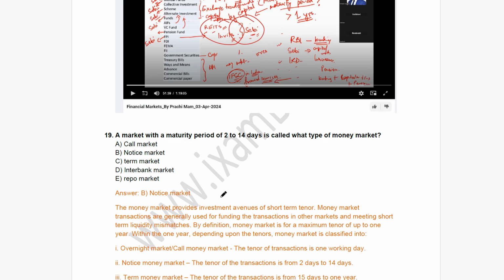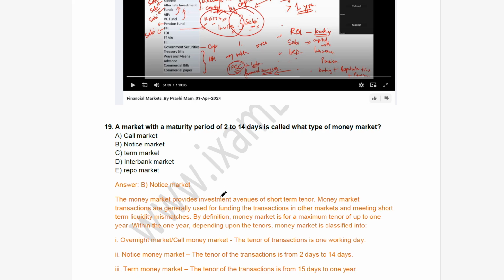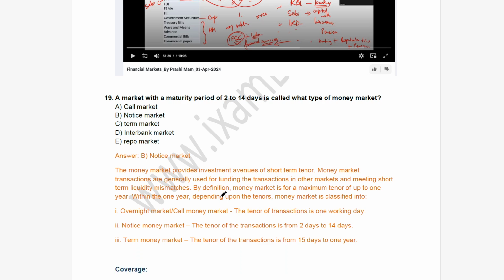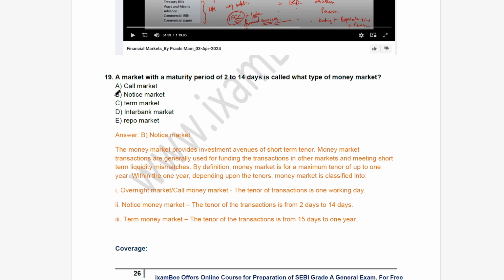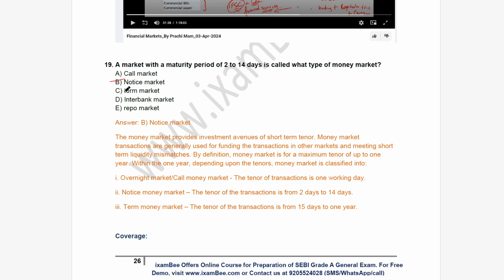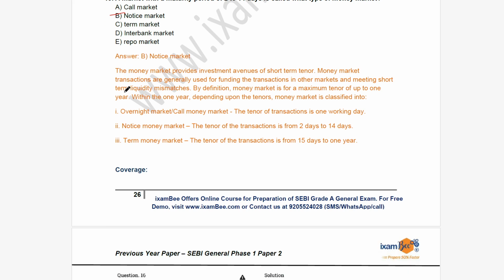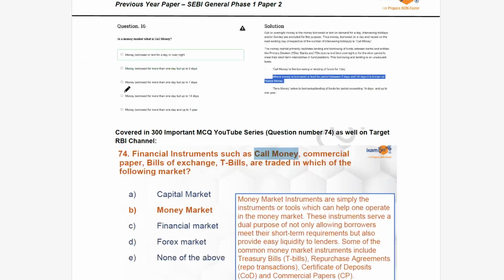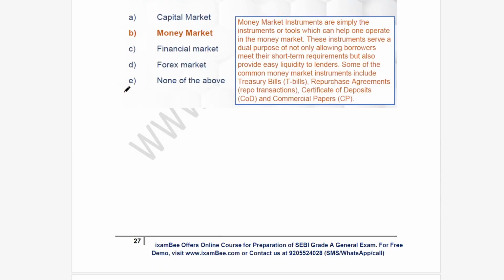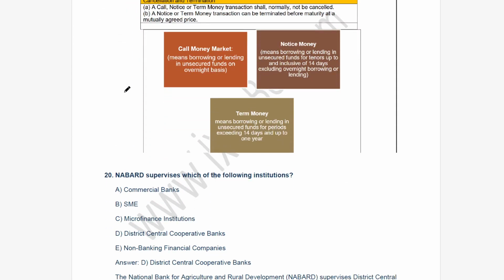A money market question: a market where the maturity period is 2 to 14 days is called what? So it's a subtype of money market. Money market also has three aspects. It could be a call money market, notice market, or a term market. The correct answer here is notice market, right? These are three types of market within the money market, all with maturity of less than 1 year. Similar questions and class discussions have been done in our content, talking about all these three aspects too.